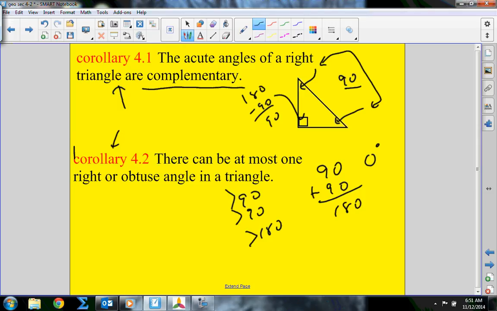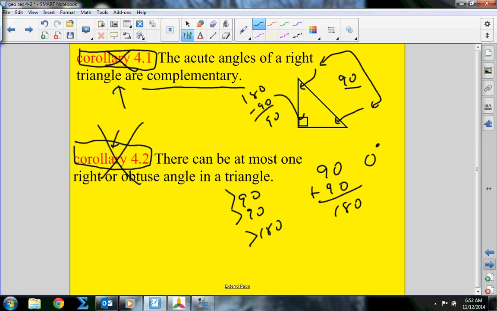Now again, your book will reference them by numbers like that, but I'll never do that. I'll just mark it wrong because I have no idea what corollary 4.2 is. I do know there's at most one right angle or one obtuse angle in a triangle, but I have no idea what corollary 4.2 is. So just like we do with theorems and postulates, don't use numbers. Just summarize their meaning if you're going to use them for proofs.